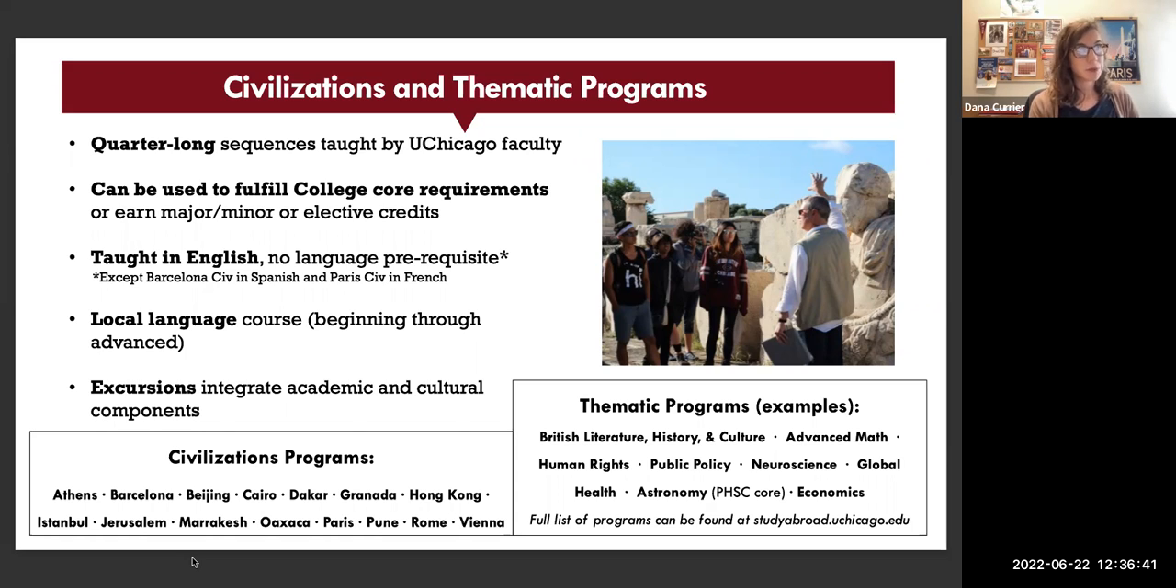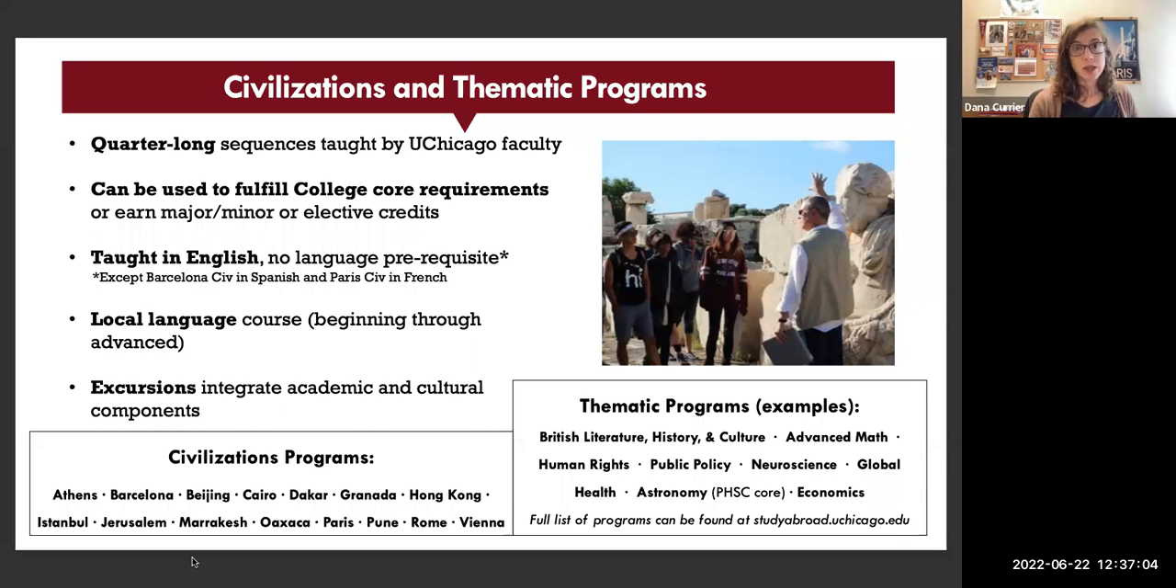We do have a few programs, one Civ program in Barcelona and one in Paris, that are taught in Spanish or French. So you do need to be at a certain level with your Spanish or French to participate in those programs, but the rest of the programs do not require any particular level of language.